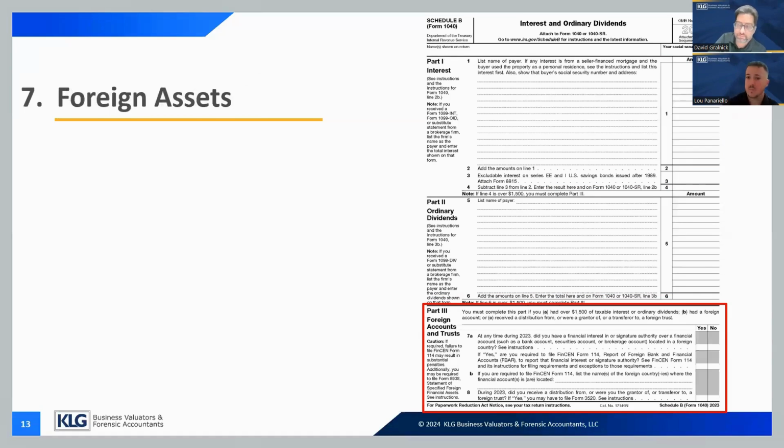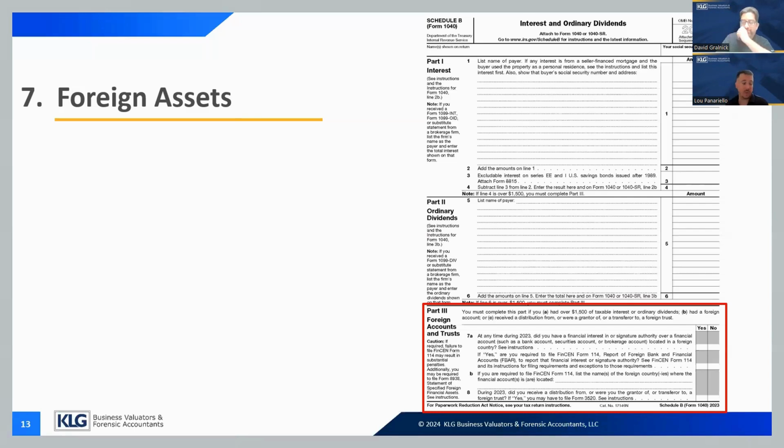Okay, our topic number 7. So we're going to stick with Schedule B. I mentioned that there are 3 parts. Part 3 is going to be for foreign assets. Part 3 relates to Form 114. Form 114 is used to report a financial interest, a signature authority, or any other authority over one or more financial accounts that are in foreign countries.